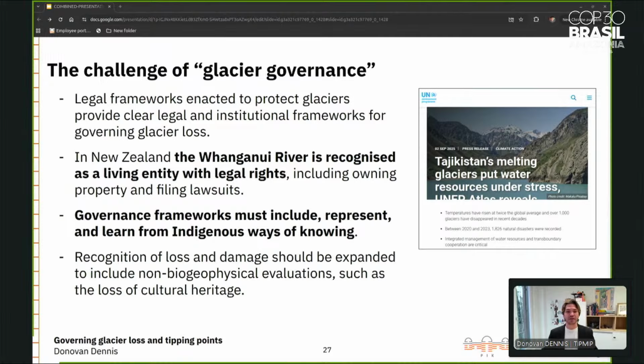And in that sense, governance frameworks should and must learn from Indigenous ways of knowing. And at an absolute minimum, loss and damage frameworks should be expanded to include non-biogeophysical evaluations of glacier loss, such as cultural heritage. In Canada, youths have sued the government, alleging that it has failed to protect their future, which includes failing to protect their cultural heritage, in a case which has gained legal traction in courts there.